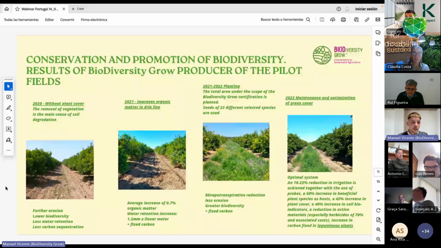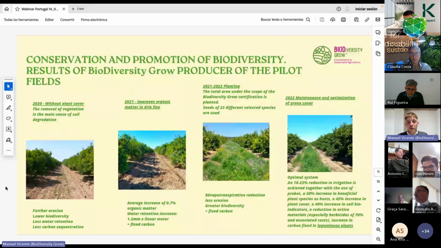So this is, for example, the different moments, the different pictures of a field that in 2020 has no plant cover because of the removal of vegetation, and that is the main cause of the soil degradation. Then there is further erosion, lower biodiversity, less water retention, and less carbon sequestration. In 2021, it changed a bit, improves the organic matter in drip line. There is an average increase of 0.7% of organic matter. There is a little bit of water retention, and also starts to have a fixed carbon.